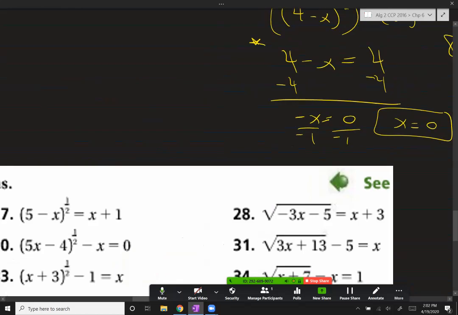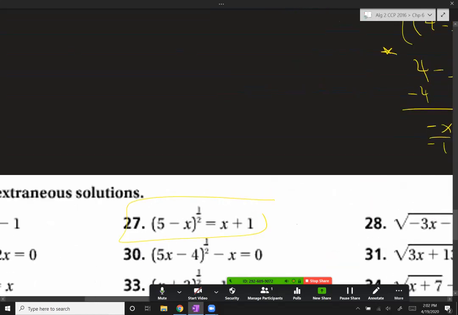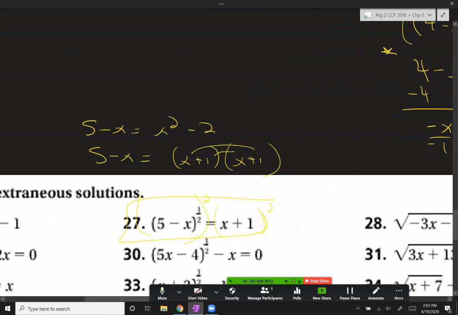Okay, the last thing we can ask you to do, and we'll take 27 here and work up the page just a little bit. The square root item is already by itself, so I'm going to start off by squaring both sides. So I have 5 minus x equals x plus 1 times x plus 1. Let's FOIL that. I got x squared, minus 1x, plus 1 and plus 1, so it's plus 2x. Don't forget your plus 1.